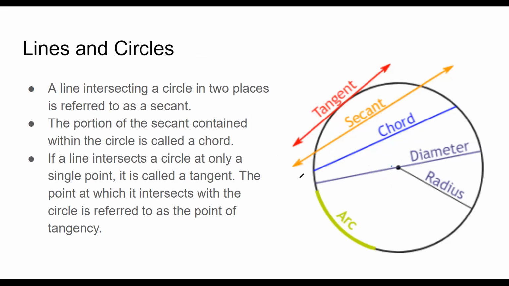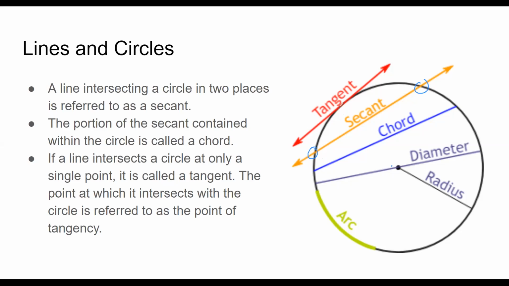Now some more unfamiliar terms. A line intersecting a circle in two places is called a secant. Like the orange line here intersects here and here, so it's a secant. And the part of the secant that's contained within the circle is called a chord. But if a line intersects a circle at only a single point, which means it's outside of the circle, it's called a tangent. The point at which it intersects the circle is called a point of tangency.